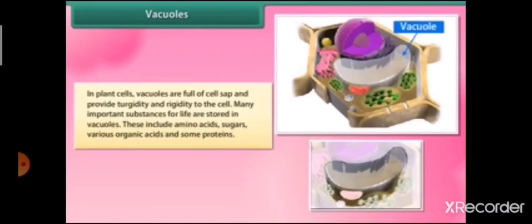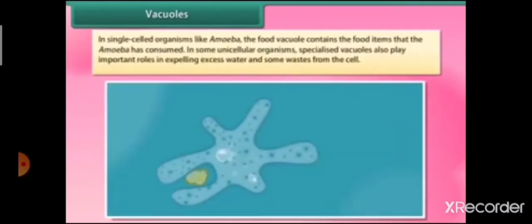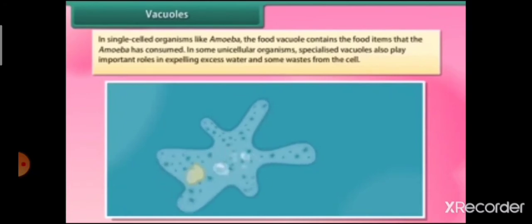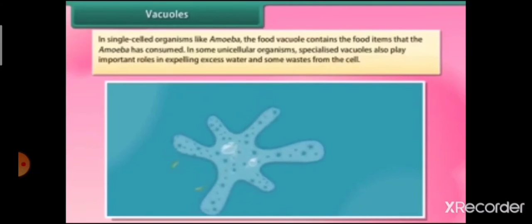In single-celled organisms like amoeba, the food vacuole contains the food items that the amoeba has consumed. In some unicellular organisms, specialized vacuoles also play an important role in expelling. Expelling means throwing out excess water and some waste from the cell. So, the function of the vacuole is to expel excess water and some waste from the cells.